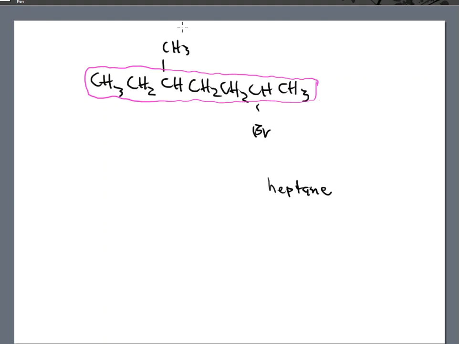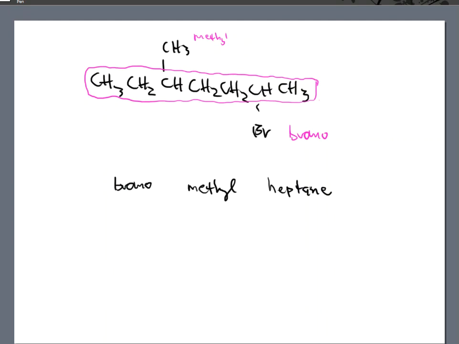And I'm going to have to name this group up here, which I know is a methyl group. And I have to name this group here, which is a bromo group. And I have to put all this information together. Well, alphabetical order, I know that B, bromo, comes before M, which is methyl. So there we go. Just putting the pieces together. That's all I'm doing. Taking baby steps. It's okay.